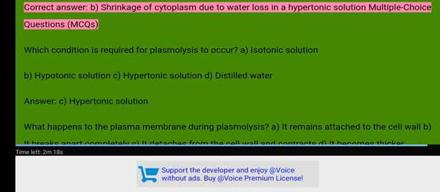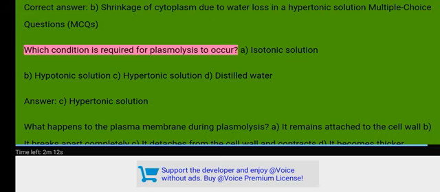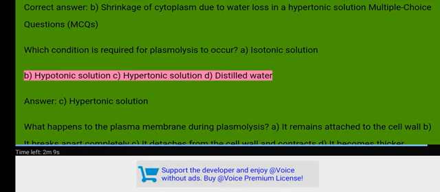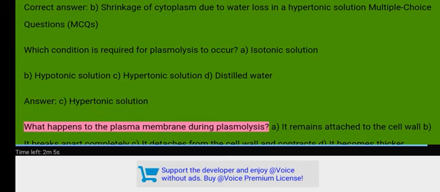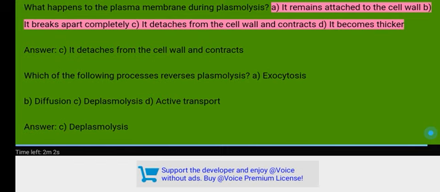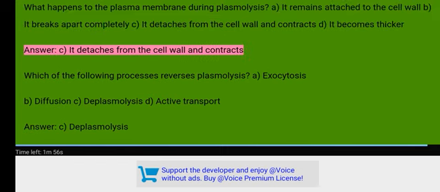Multiple choice questions. Which condition is required for plasmolysis to occur? A. Isotonic solution. B. Hypotonic solution. C. Hypertonic solution. D. Distilled water. Answer: C. Hypertonic solution. What happens to the plasma membrane during plasmolysis? A. It remains attached to the cell wall. B. It breaks apart completely. C. It detaches from the cell wall and contracts. D. It becomes thicker. Answer: C. It detaches from the cell wall and contracts.